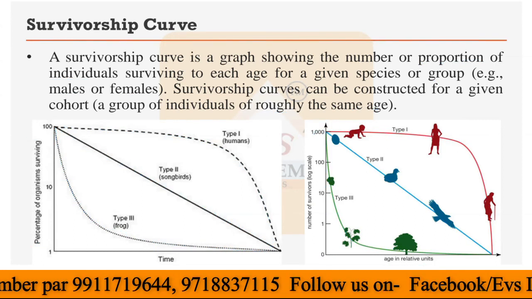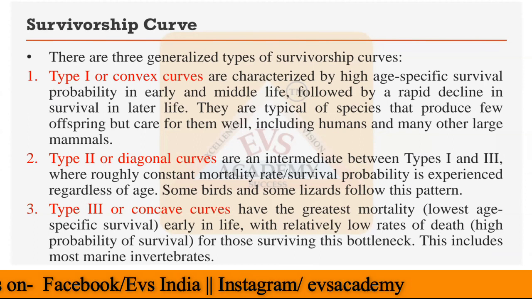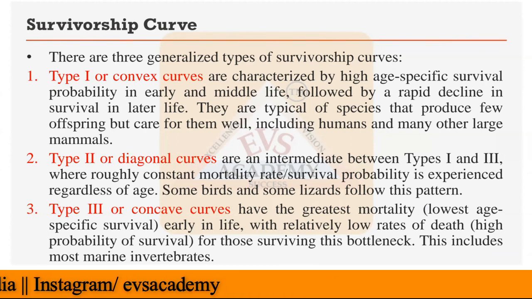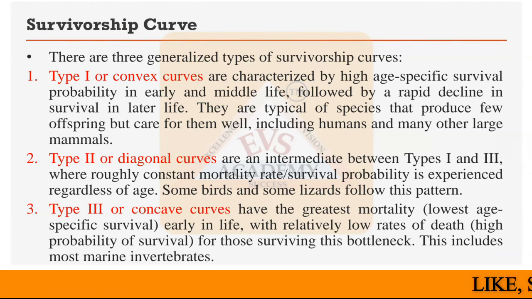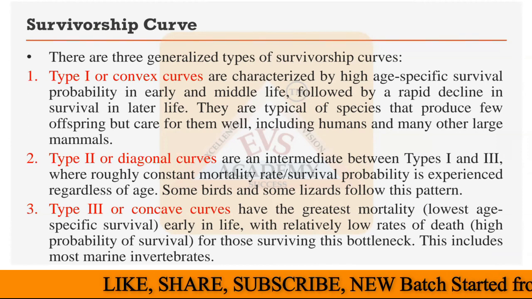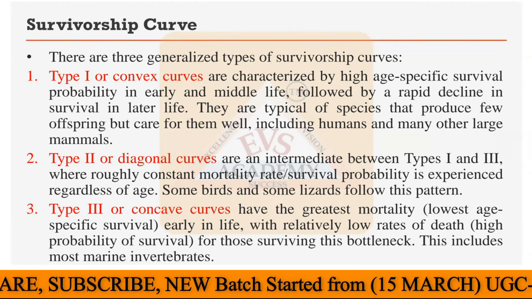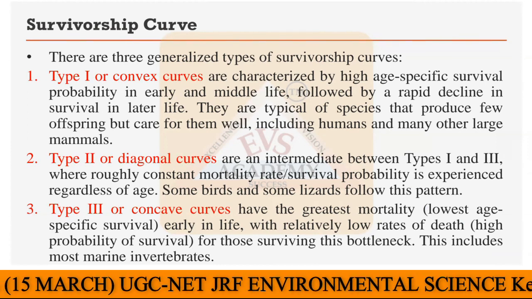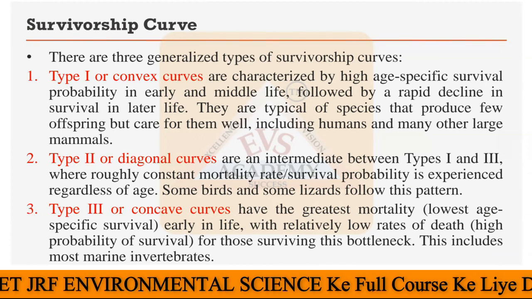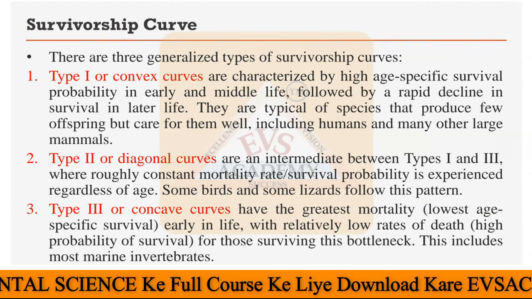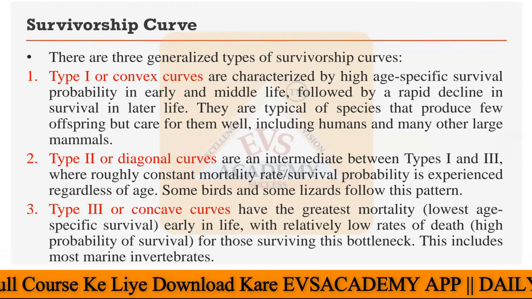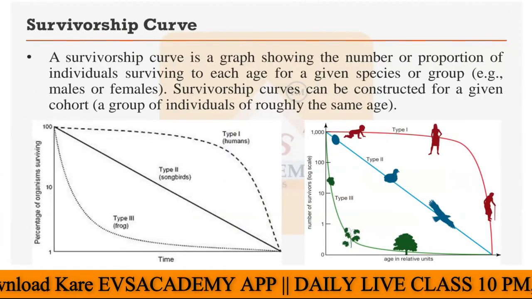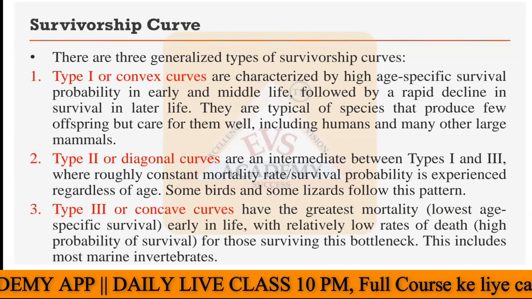I have told you there are three types of curves: type 1, type 2, type 3. Type 1 is called the convex curve, type 2 is called the diagonal curve, type 3 is called the concave curve. So type 1, the convex curves, are characterized by high age-specific survival probability in early and middle life, followed by a rapid decline in survival in later life. They are typical of species that produce very few offspring, the K strategists, but care for them well, including humans and many other large mammals. So here in the graph you can see this is type 1 human, and type 1 humans are convex curves.